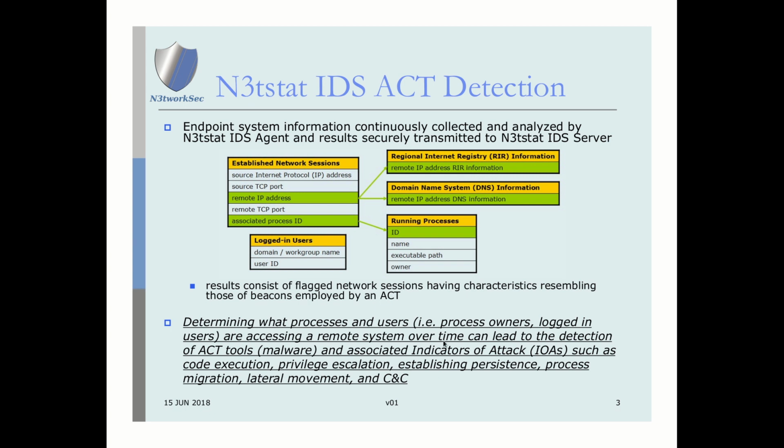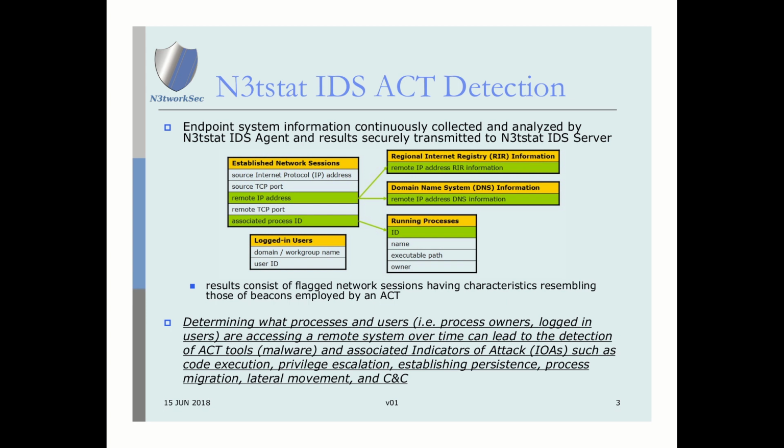So how does N3tstat IDS perform detection activities? Each agent continuously collects and performs initial analysis on endpoint metadata in order to identify behavior characteristics generally associated with an advanced cyber threat. Endpoint metadata includes network session information, including associated running processes, whois and DNS info, and logged-in user information. The results of this continuous analysis consists of flagged network sessions having characteristics resembling those of beacons employed by an advanced cyber threat.